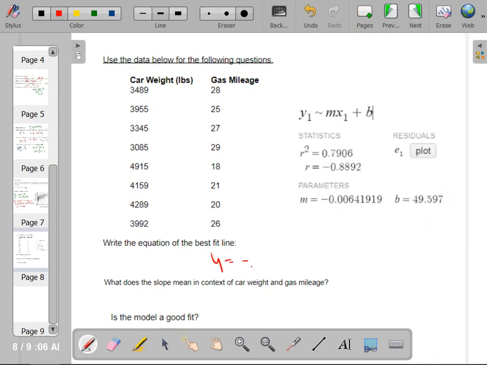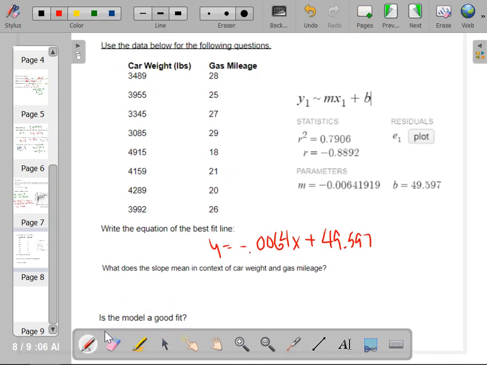So y equals negative 0.0064x plus 49.547, mx plus b. They give you m, they give you b. What does the slope mean in context of car weight and gas mileage?